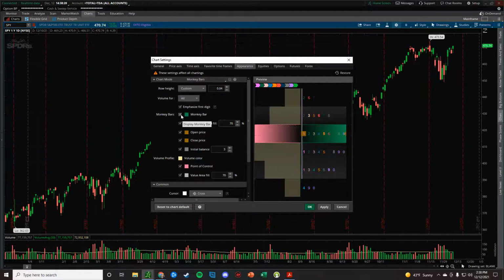We're going to keep our monkey bar on. You can set that to whatever color you like. I like to keep mine green. The monkey bar is going to represent where the highest concentration of TPOs have occurred during a trading day. And it's going to be placed at the highest concentration within the area, or the playground fill, where 70% of the TPOs are.